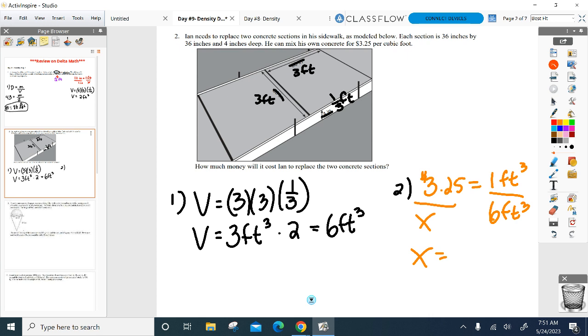And what are we spending here? $19.50. All good? We're starting to see change of units here.